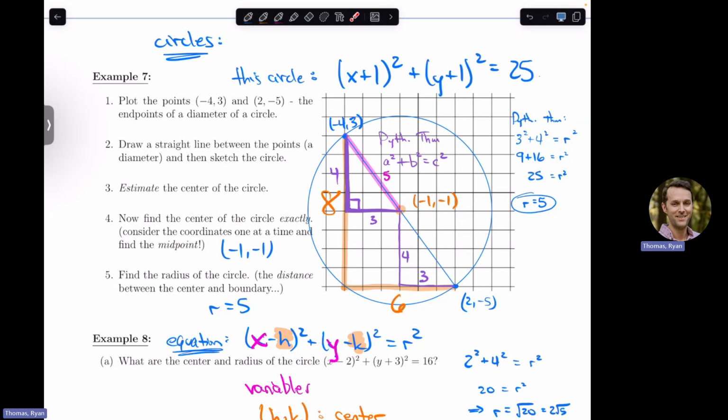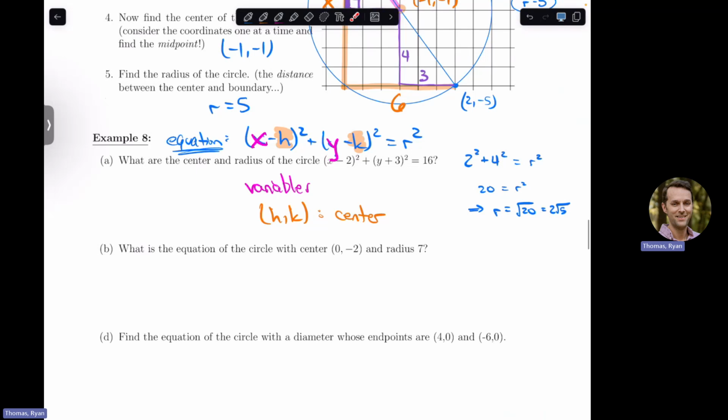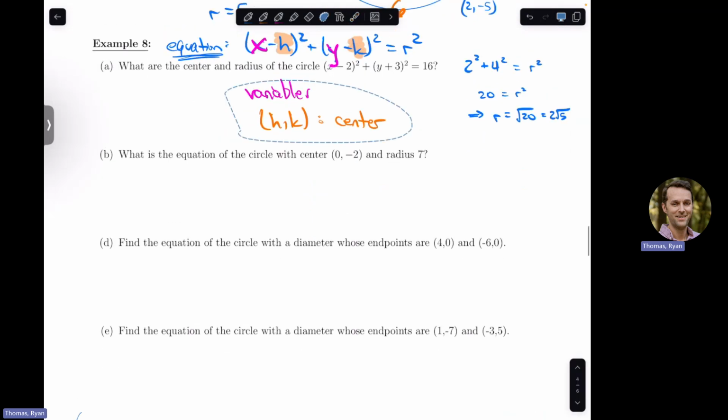All right. What do you need to be able to do with all this for Friday? Given endpoints of a diameter, figure out how far apart they are, figure out what's halfway in between, and write down the equation of the circle. So more on the equation thing.